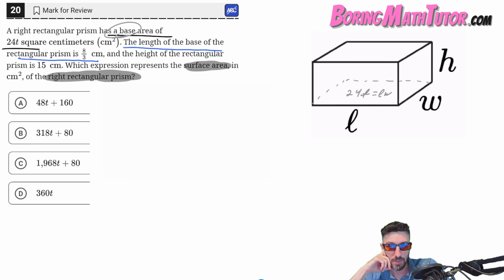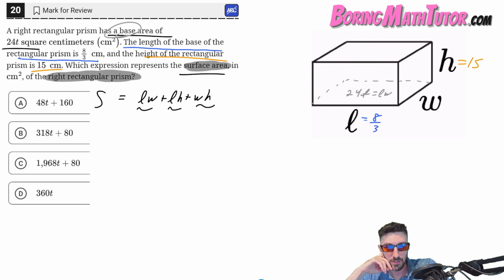And then they're telling me that the length is 8 over 3. And they're also telling me that H is equal to 15. And now I want to write down the formula for the surface area. And that's actually just going to be LW plus LH plus WH, times 2.